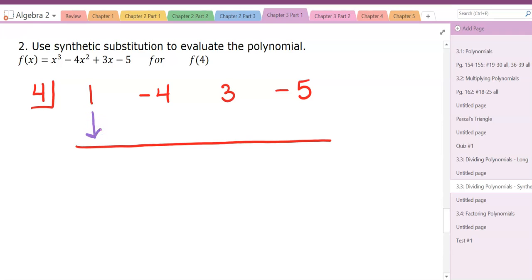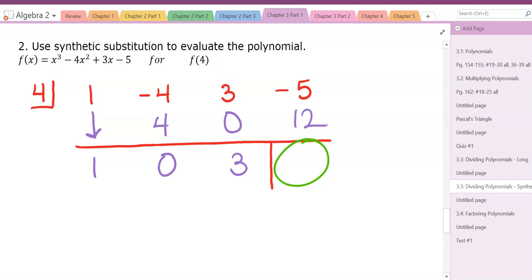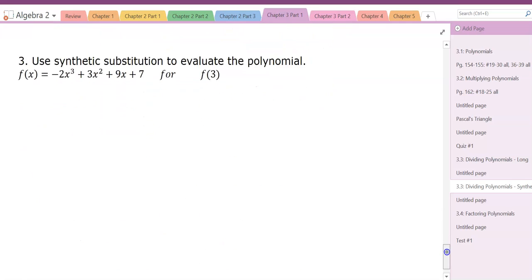Bring down the 1. And again, remember, we're looking for what shows up here. 1 times 4 is 4. 4 plus negative 4 is 0. 0 times 4 is 0. Plus that 3 is 3. So 4 times 3 is 12. 12 plus a negative 5 is 7. So 7 is our answer. Alright, you guys try that one.